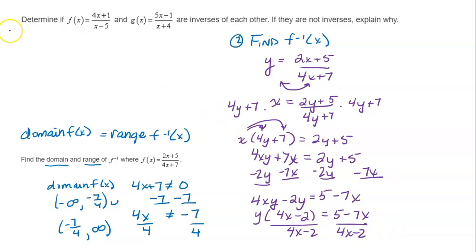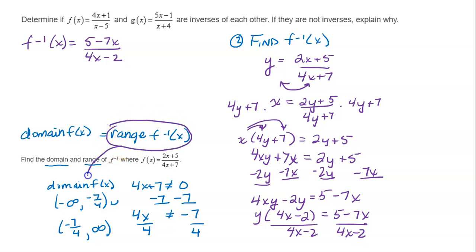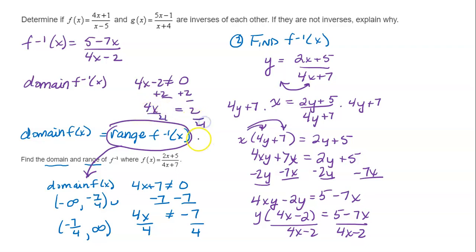So my inverse is, okay, and I know that the range of that is this, okay? My domain of this is that 4x minus 2 cannot equal 0. The denominator can't equal 0. So I get x cannot equal 1/2.